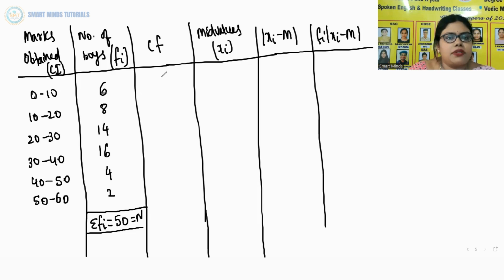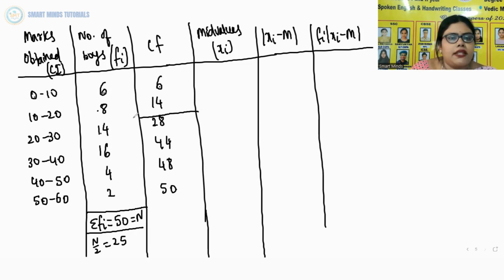So what is CF? Take the frequency column and keep adding it. The first number is 6. Then 6 plus 8 is 14. 14 plus 14 is 28. Then 28 plus 16 is 44. 44 plus 4 is 48. 48 plus 2 is 50. Now if N is 50, N by 2 is 25. In CF you check which number is greater than 25. So 28 is greater than 25. So this is the median class.